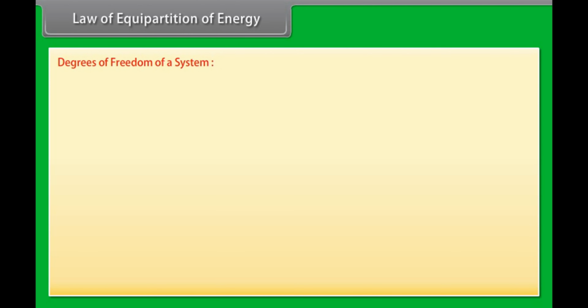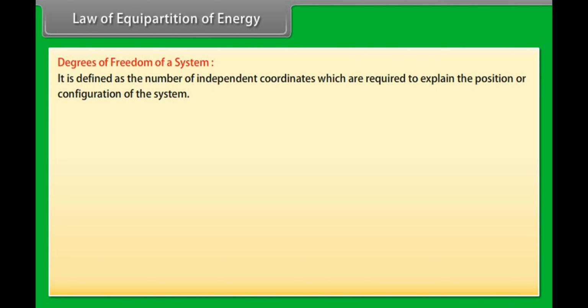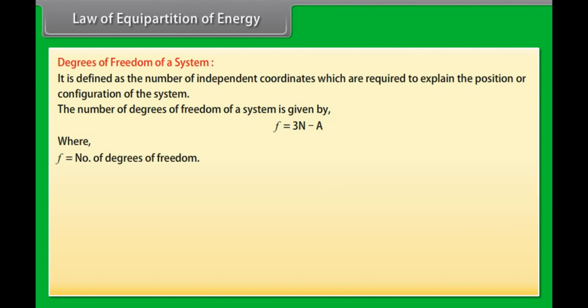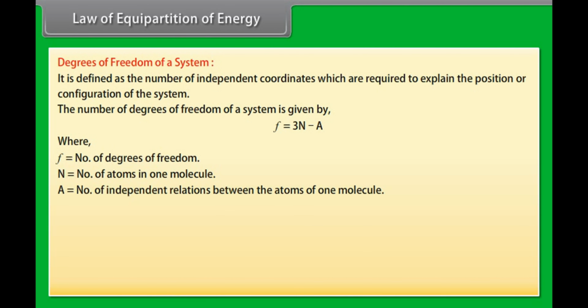Degree of freedom of a system. It is defined as the number of independent coordinates which are required to explain the position or configuration of the system. The number of degrees of freedom of a system is given by F = 3N - A, where F is number of degrees of freedom, N is number of atoms in one molecule, A is number of independent relations between the atoms of one molecule.